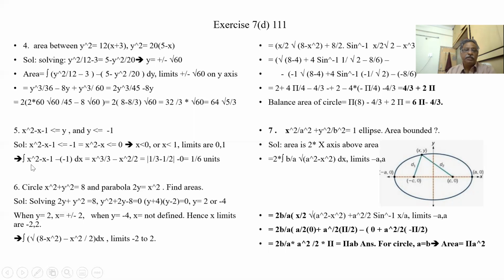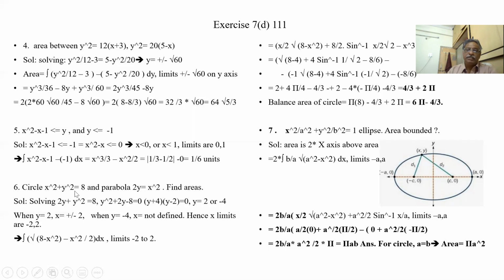So now I am solving it. x square minus x minus 1 minus half minus 1. These two get cancelled. x cubed by 3 minus x square by 2 is the integral. When I substitute 0 to 1, I am getting 1 by 6 units.